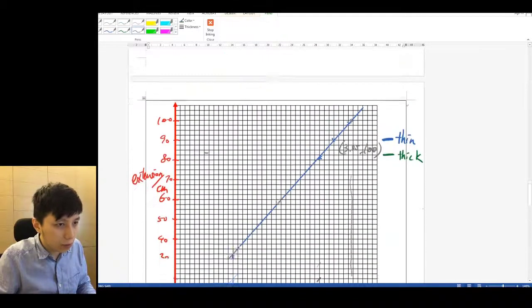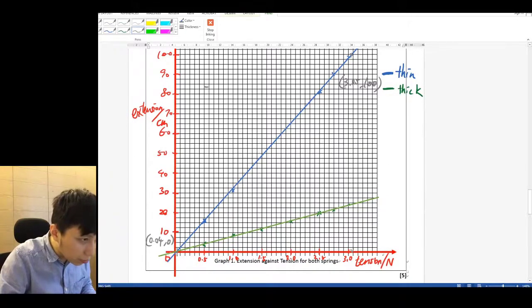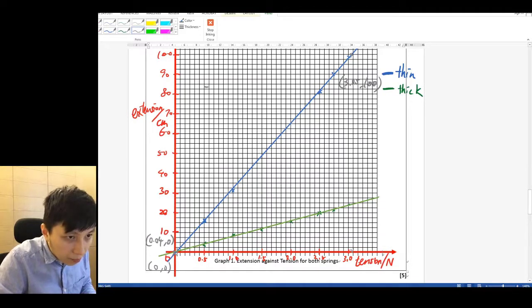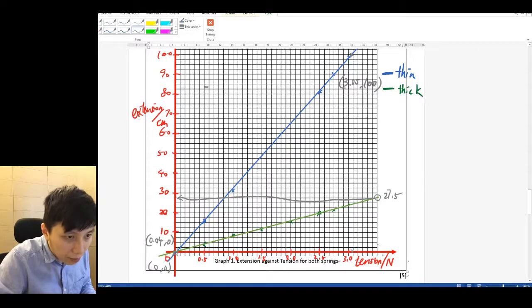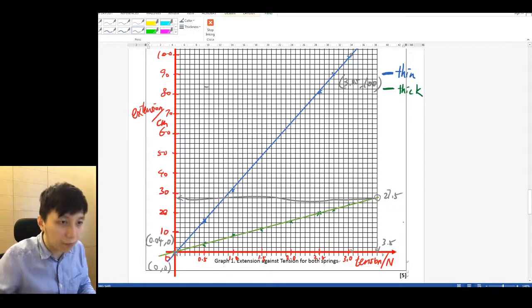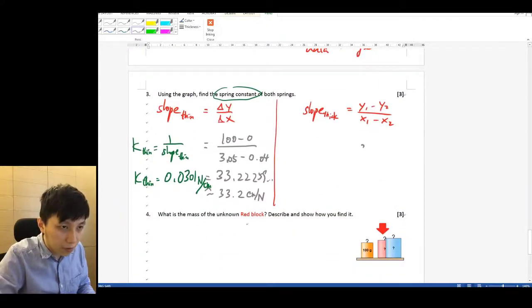For the thicker one, it's the same thing. I should take a data point, which is, of course, the origin, 0, 0. And then the other point, I think this point is legit, right? So this should be 27.5, and this should be 1, 2, 3, 4, 5, 6, so that should be 3.5. Okay, 3.5, 27.5, minus 0, 0 for the origin.